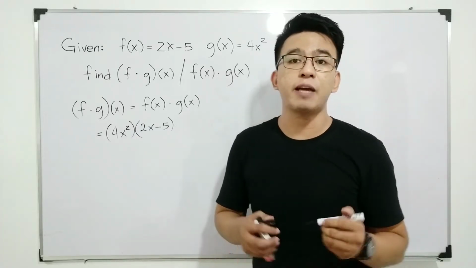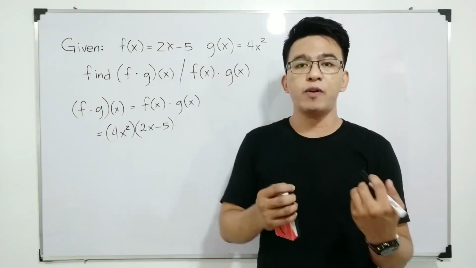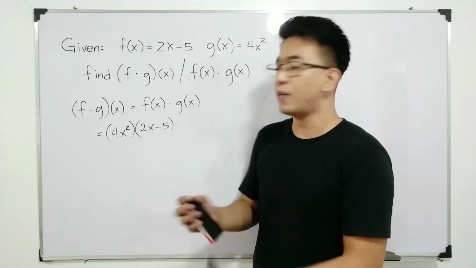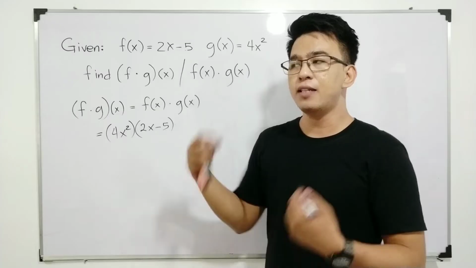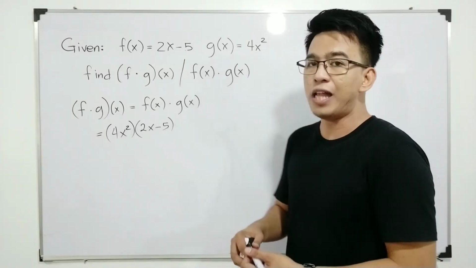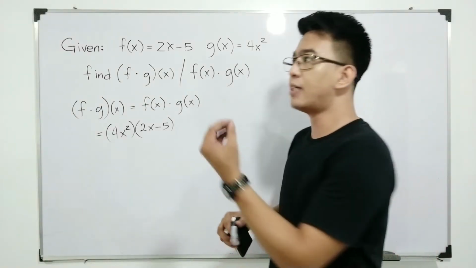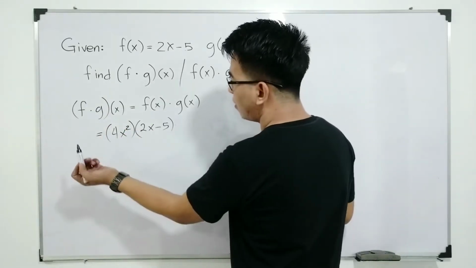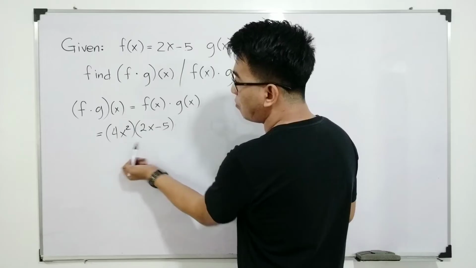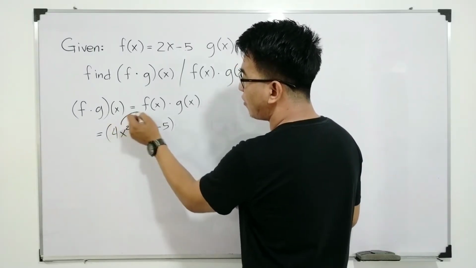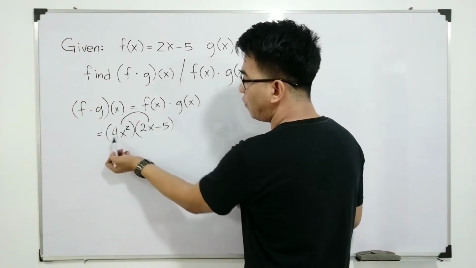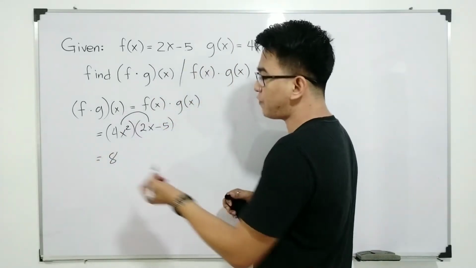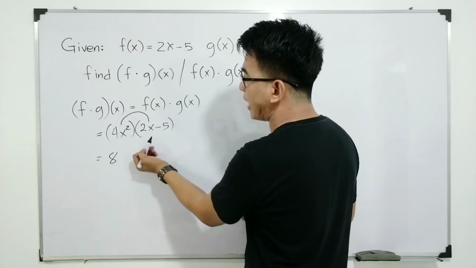We will use distributive property. Again, we will use distributive property para makapag-multiply tayo ng monomial to binomial. Since sinabi kong distributive property, one way siya kung paano mag-multiply ng isang polynomial to another polynomial. Wherein, para magawa natin yun, we will multiply 4x squared directly to 2x, and 4 times 2, it will give you 8. And as for the variables, we have x squared times x.